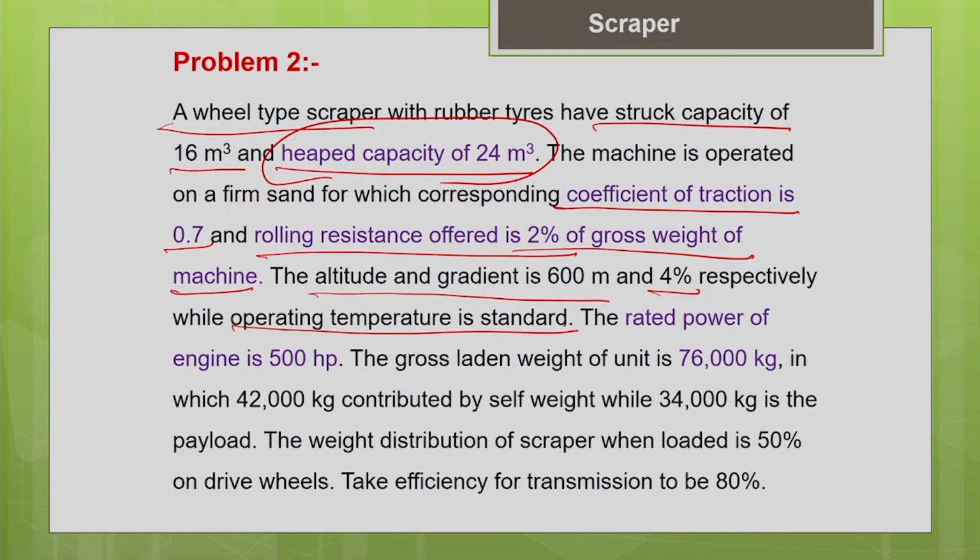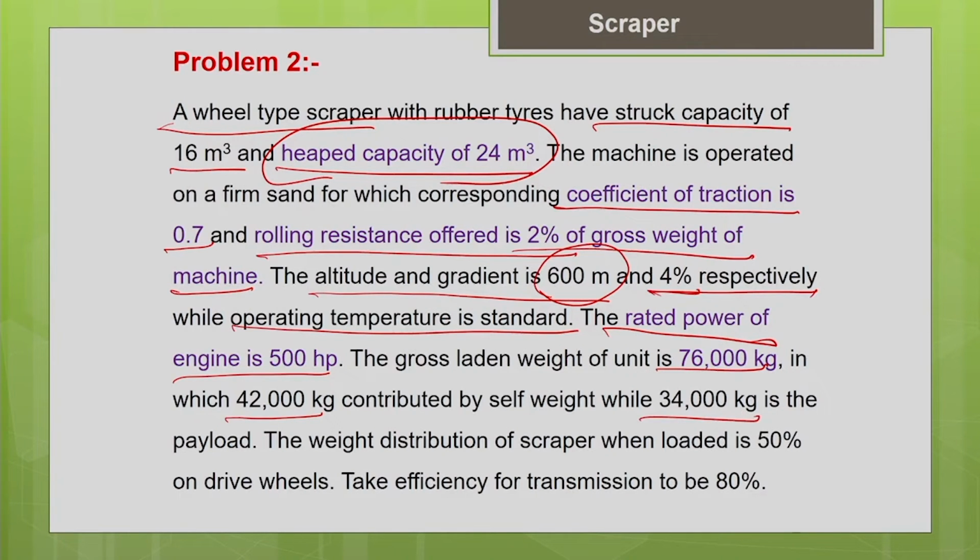So that means you need not do any correction for temperature, but the machine is working at an altitude of 600 meter, so this necessitates some correction with respect to altitude. And the gradient is 4%. The rated power of the engine is 500 horsepower, and the gross weight is 76,000 kg, which includes the self weight of 42,000 kg and payload weight of 34,000 kg.